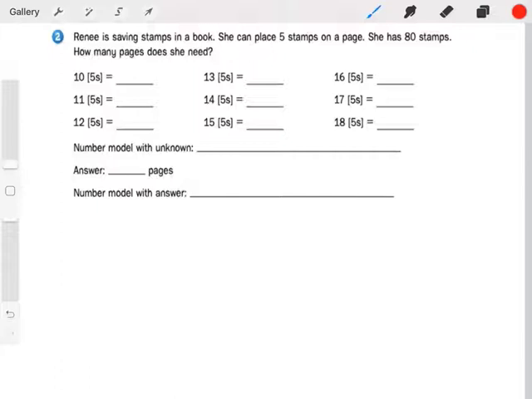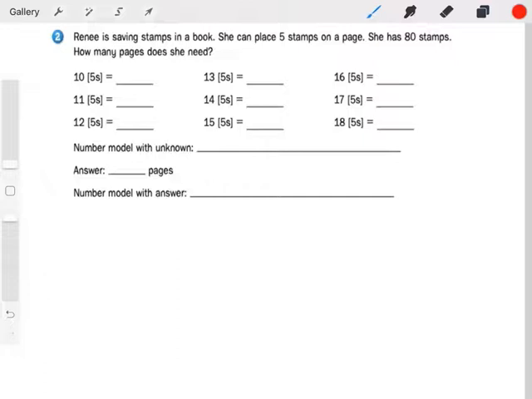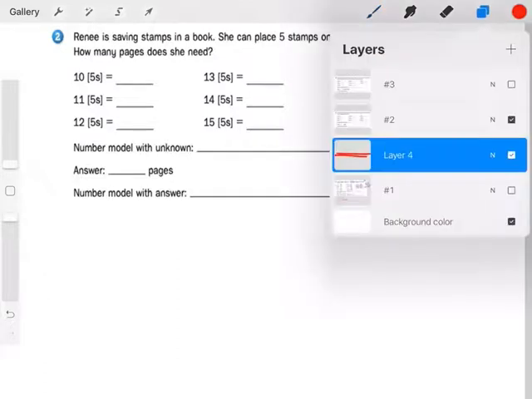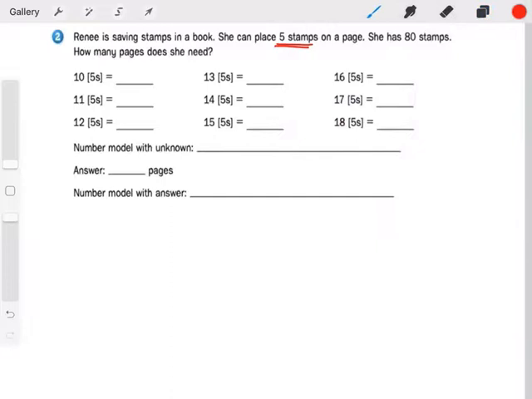All right, let's look at the next problem, number 2. Renee is saving stamps in a book. She can place 5 stamps on a page, and she has 80 stamps all together. How many pages does she need?